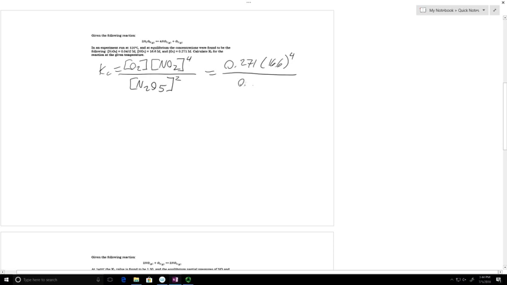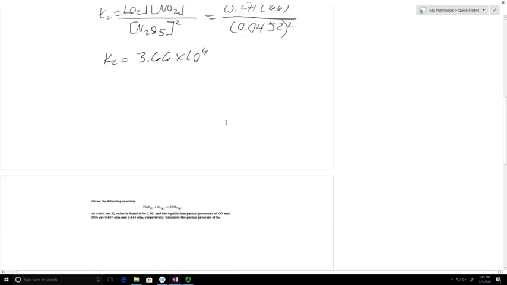And in the denominator, we have 0.0452 squared. Then just plug it into the calculator, and you end up getting Kc is equal to 3.66 times 10 to the fourth. It's pretty simple. This illustrates how simple it is to calculate your K constant once you have your expression properly done. Okay? So the next problem, keep it rolling.